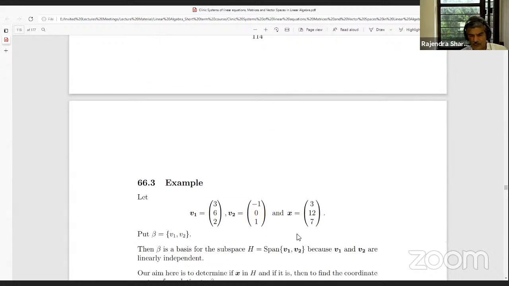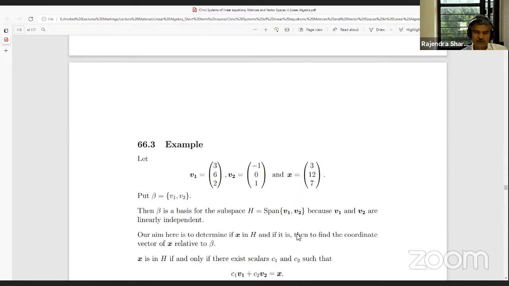You can have one example, and if you still want, I can elaborate more. So if you have, say, vectors V1 and V2, for example V1 = (3, 6, 2), V2 = (-1, 0, 1), and X = (3, 12, 7), and if you say the set {V1, V2} is B and H is the span of V1 and V2, then the span means alpha 1 V1 plus alpha 2 V2, and this will be a vector of the form (3 alpha 1 minus alpha 2, 6 alpha 1 minus 0 times alpha 2, that means 6 alpha 1, and 2 alpha 1 plus alpha 2), where alpha 1, alpha 2 are arbitrary members of the field F.